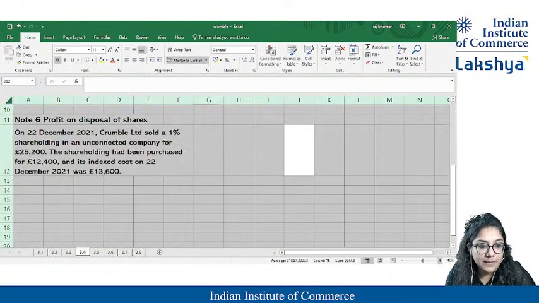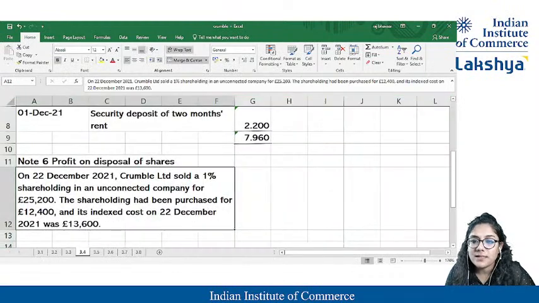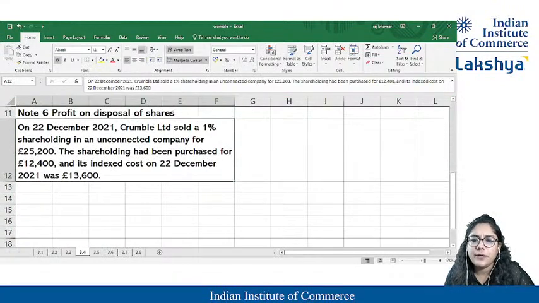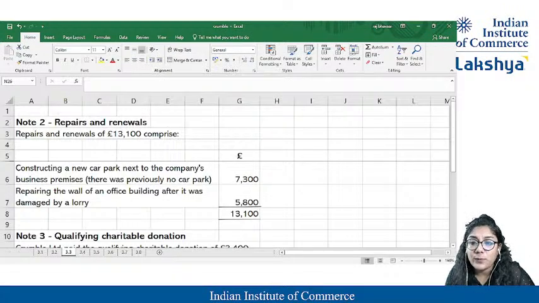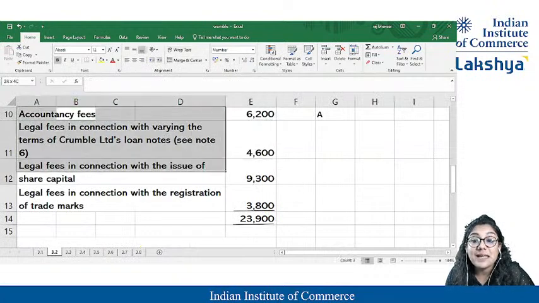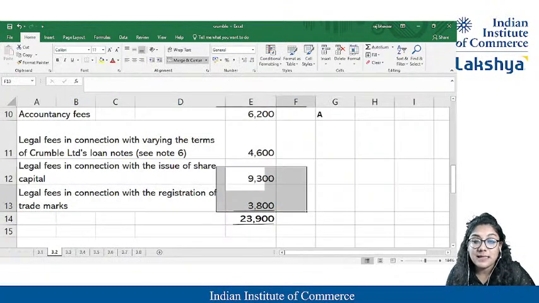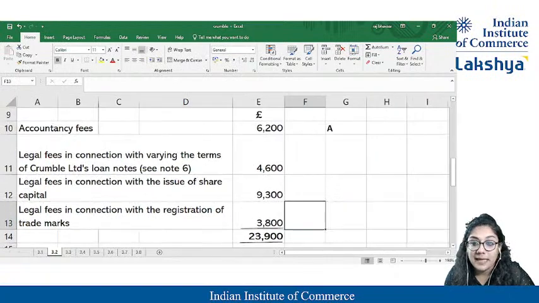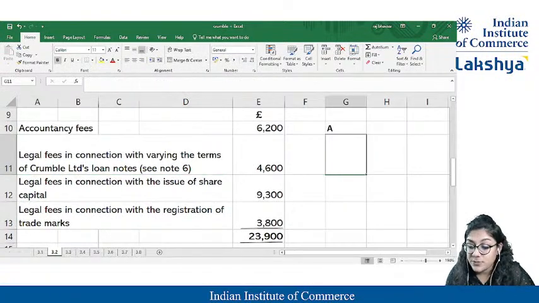I will just make it bigger. Note 6. So they have told profit on sale of shares. So yeah, there are some indexes. I don't care, because over here, students, it is allowed. Again, legal fees in connection, students, it's allowed.